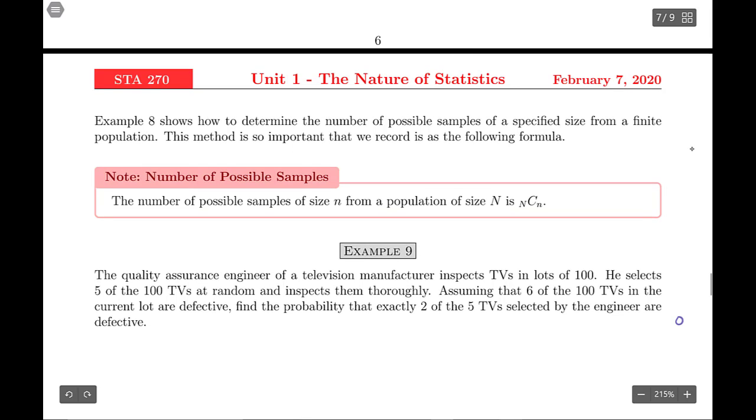And there is our combination rule. The number of possible samples of size n from a population of size capital N is the combination rule N choose n.